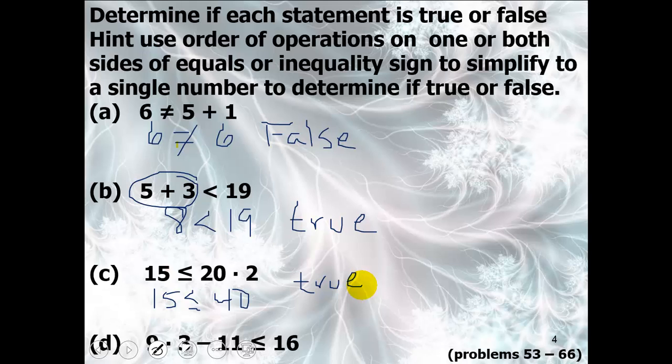All right. I'm having a hard time reading this. I believe it's 9 times 3 minus 11 is less than or equal to 16. We have to perform the order of operations. 9 times 3, we have to do that first. 27 minus 11 is less than or equal to 16. What is 27 minus 11? 16. Is that less than or equal to 16? Yes, because it's equal. So true. These examples are like problems in your problem set, like 53 through 66.